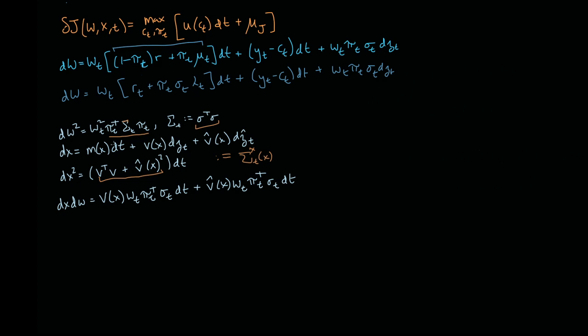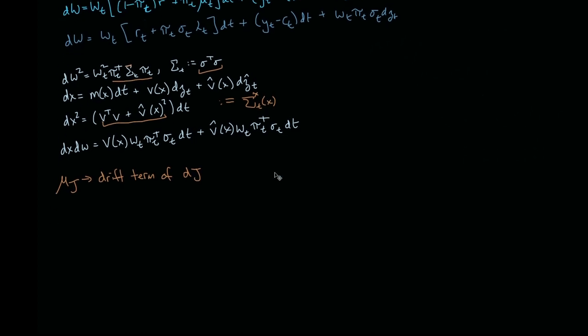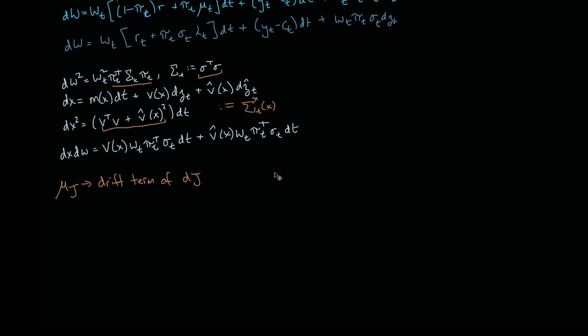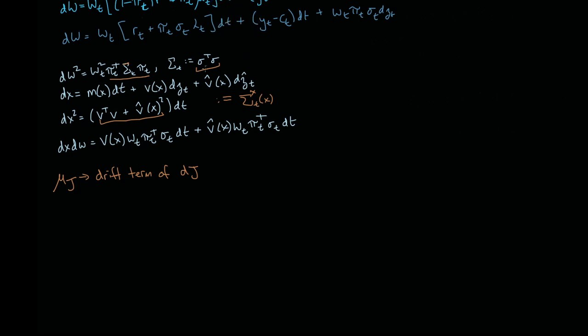Okay, so our job right now is to find mu, what we've called mu of J. And mu of J, remember, is going to be equal to the drift term of dJ. So what we need to know is what is dJ. Let's give ourselves a little bit more room here. We need to see that stuff.